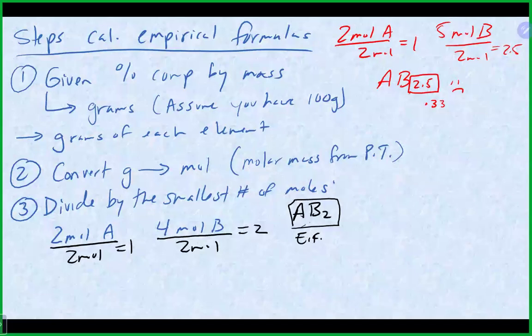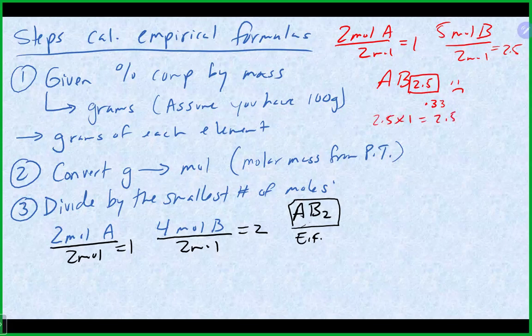So what do we do in this case? What we have to do in this case is figure out a number that we can multiply that empirical formula by and end up with a whole number. So very simply, 2.5 times 1 is 2.5. 2.5 times 2 is 5. So that is a whole number. And that's going to work.